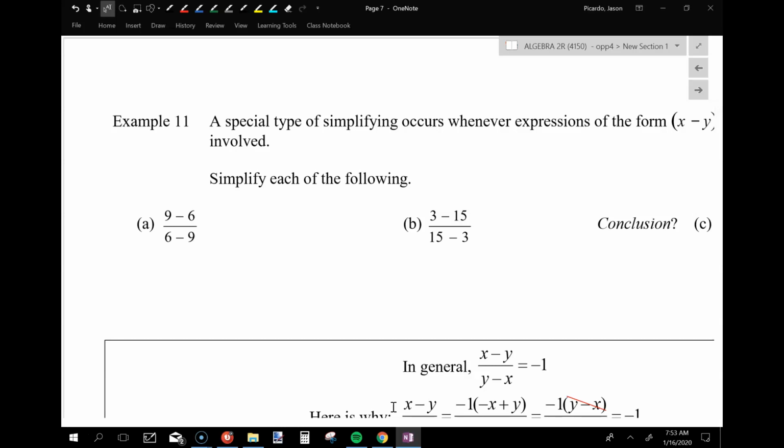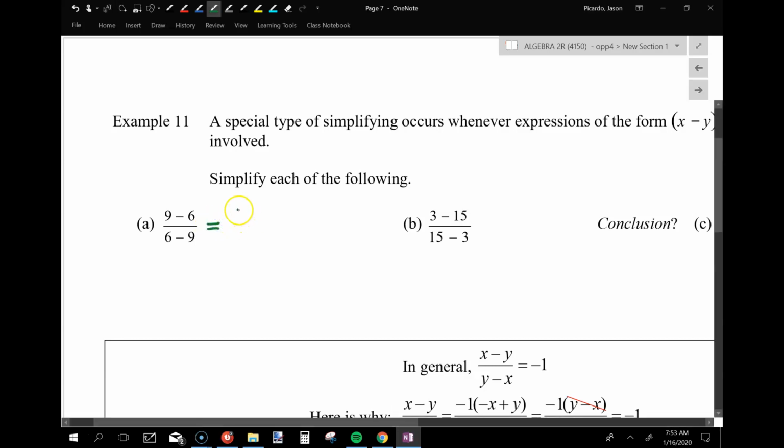What's 9 minus 6? 3. What's 6 minus 9? Negative 3. What does that give you? A negative 1, right?